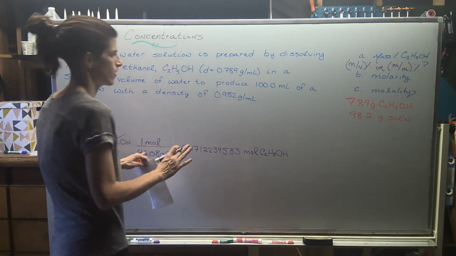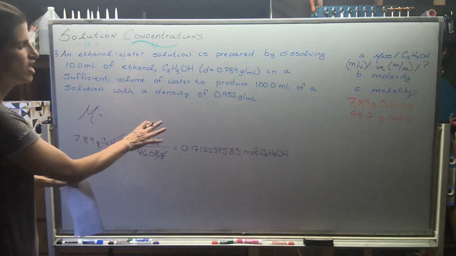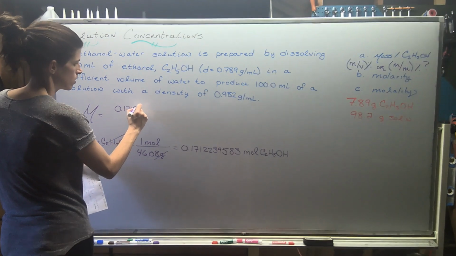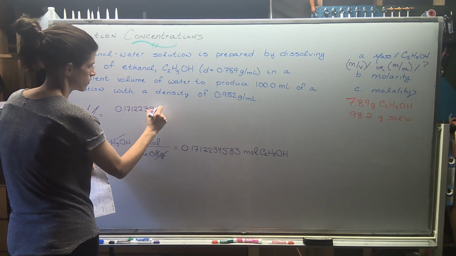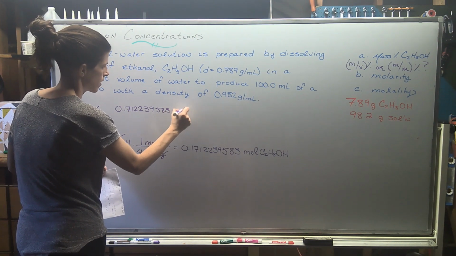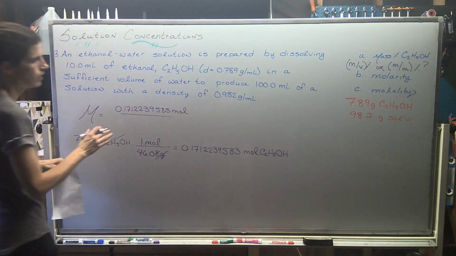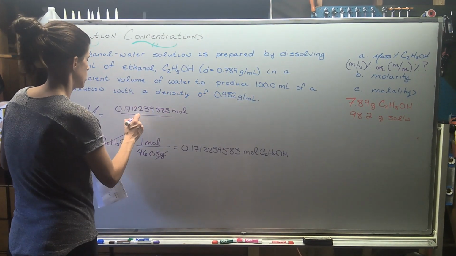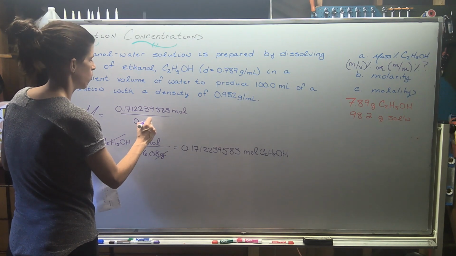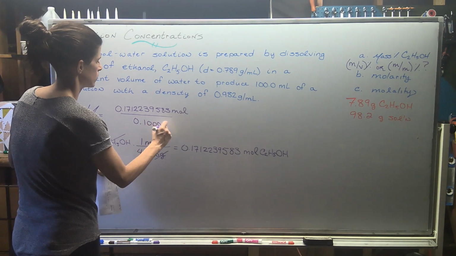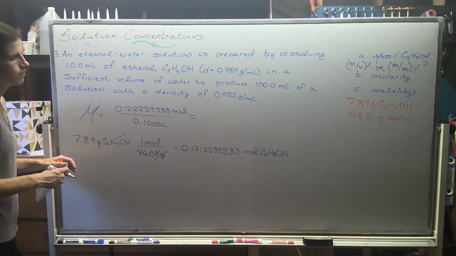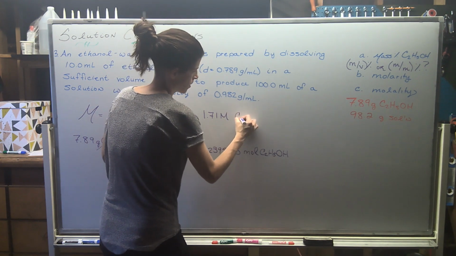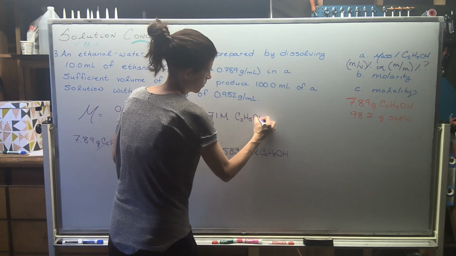You shouldn't round until the very end of the problem or worry about sig figs till the end. Just keep that number in your calculator. I know it's a pain to write these long numbers. That goes in the numerator, and then we need to divide by the liters of solution. We're given the fact that we have 100 milliliters of solution, so I'll just divide by 0.1000 liters. At the end of the day, we have a 1.71 molar aqueous ethanol solution.